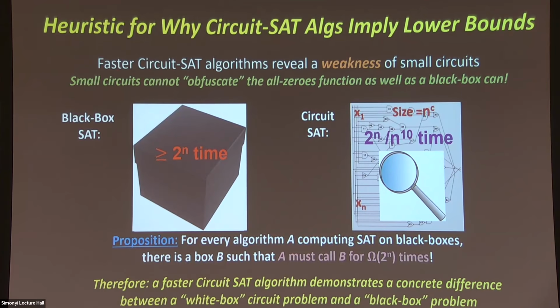Therefore, a faster circuit SAT algorithm demonstrates some concrete difference between having the description and understanding, this sort of white box circuit problem, and the black box one. So this is some weakness in circuits.